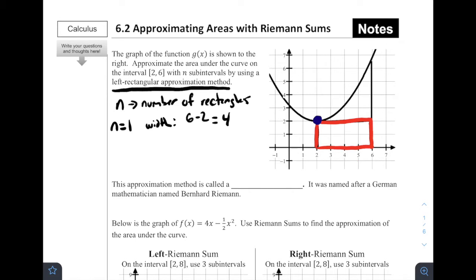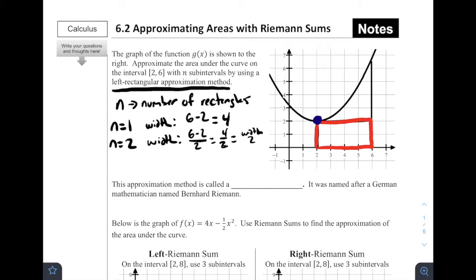So what do we do? Well, in this case, we can try to add some more rectangles. We're going to increase our n. So what would the width of each rectangle be if we have 2 rectangles? Well, we're still going from 6 minus 2. We're still going 4 units. But I'm going to divide that in half because we've got these 2 rectangles. So I have 4 divided by 2. That tells me that the width needs to be 2 units wide when I'm drawing my rectangles here.